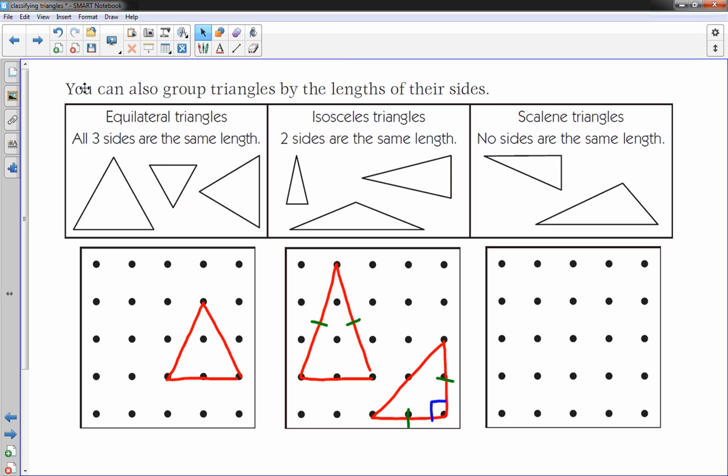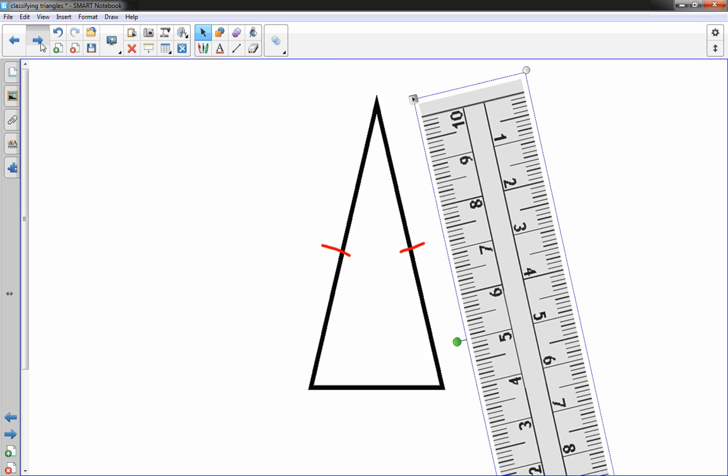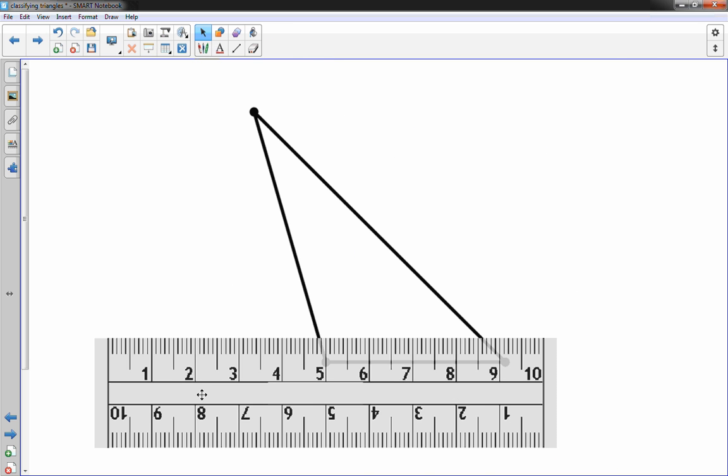Let's see if I can draw a couple of these for you. That one would be scalene. You could also have one that might look like that. There are several others, but all three sides are different lengths. I think I have one here as an example. I believe this is it.